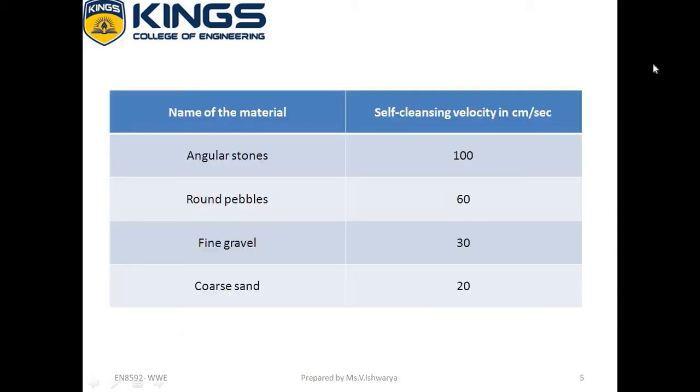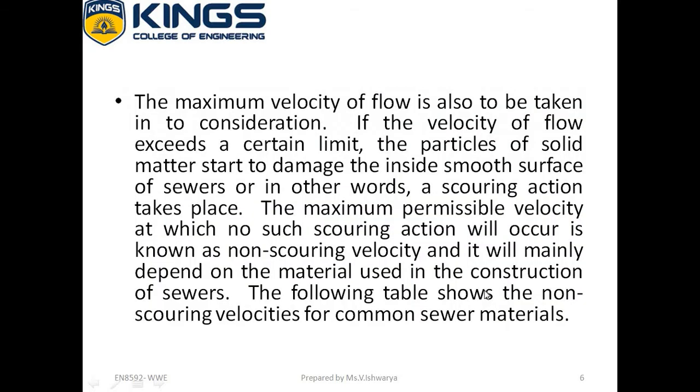So the self-cleansing velocity may vary based on the materials. For example, for angular stone, the self-cleansing velocity may be 100 centimeter per second. Next, for round pebbles, it may be around 60 centimeter per second, for fine gravel 30 centimeter per second, and for coarse sand 20 centimeter per second.